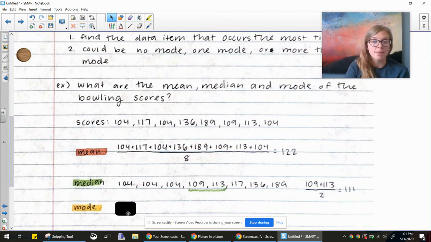Finally, I'm going to calculate the mode. The mode is the most popular value. If I look at this list, I notice that 104 occurs 3 times on this list. So 104 is our most popular value. It's our mode.